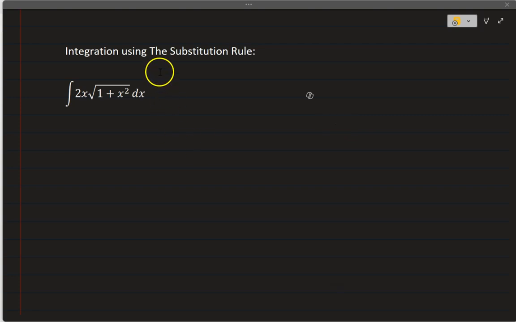Right, integration using the substitution rule. That's what we're going to do. We're going to go through 4 examples, and then you're going to get a hang of how the substitution rule applies to any of these questions.